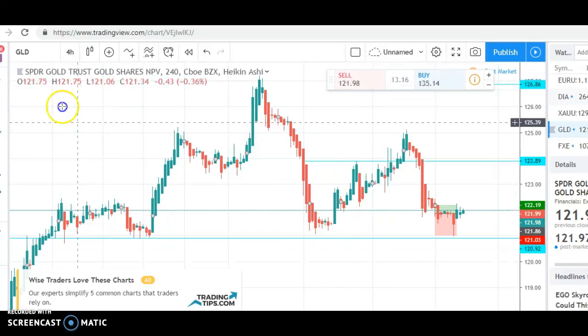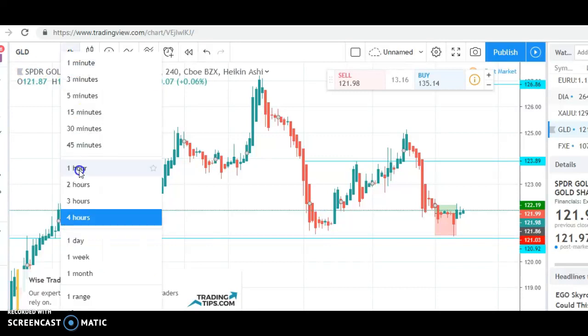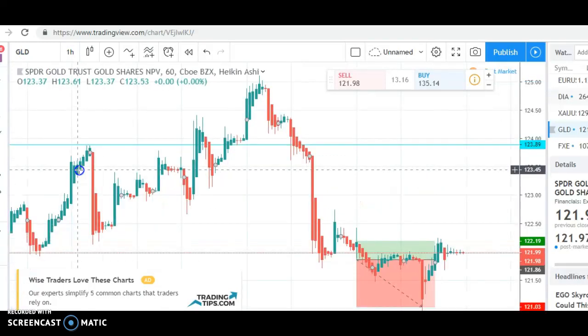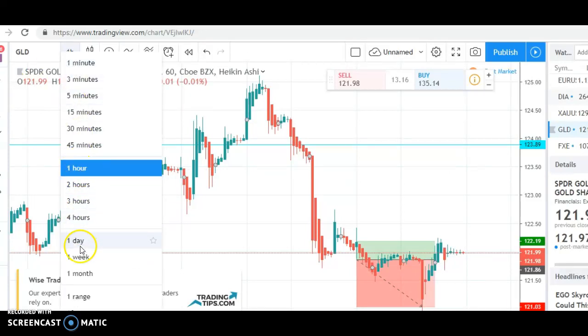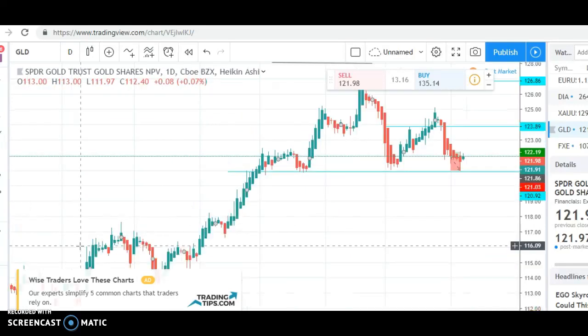Okay, this is a 4-hour time frame. Let me go to a 1-hour time frame and see what happens in gold. The 1-hour time frame is pretty scattered, so it's very volatile. So I'm using the 4-hour for the 1 day. Let me check the 1 day time frame. Okay, still applies. So we're going to be buying gold for the new week.